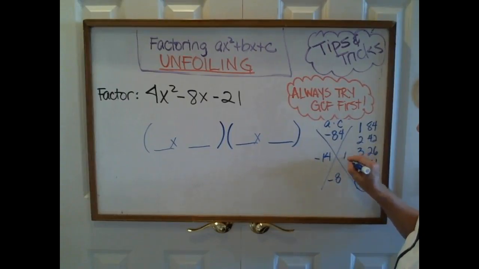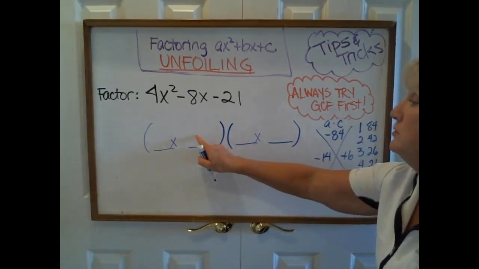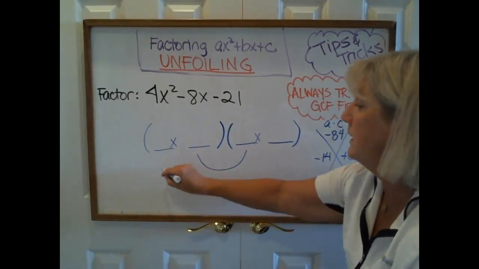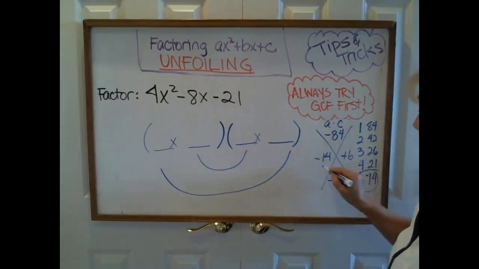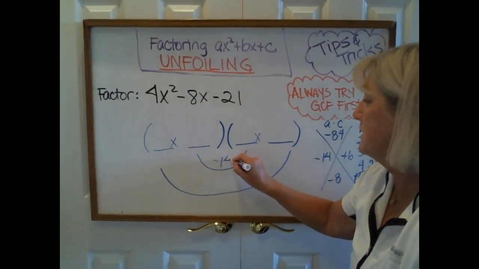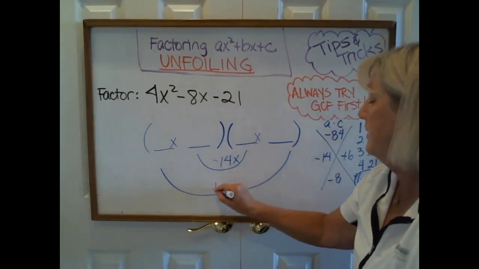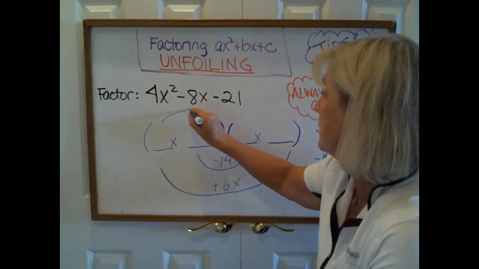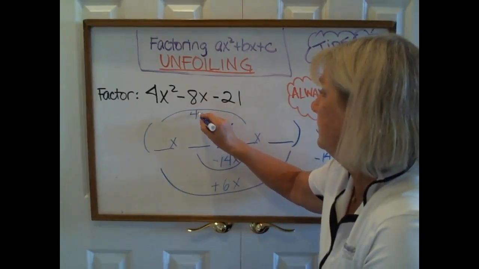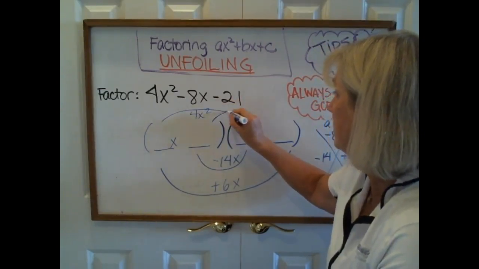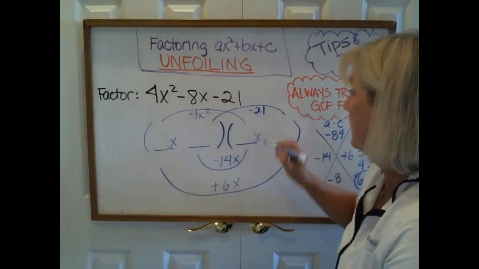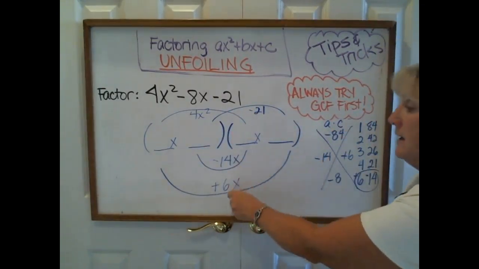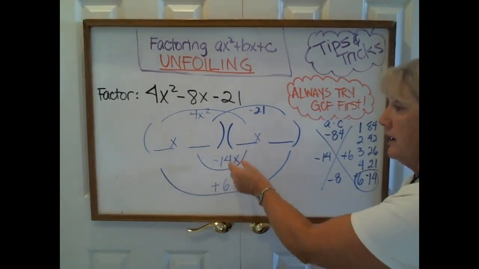So negative 14, positive 6, and those do not go in those blanks right there. What are those going to be? Those are going to, again, be the O and the I in FOIL. So this is going to be negative 14x, and this will be plus 6x. Remember the smiley face guy I had? The first term is going to have to be 4x squared, and the last two are going to have to be negative 21. So what we're doing is we're using the x factoring with the AC method to fill in for the O and the I in FOIL.